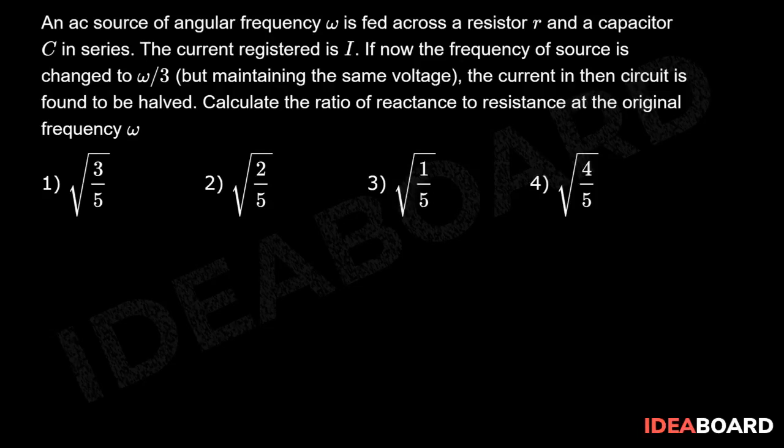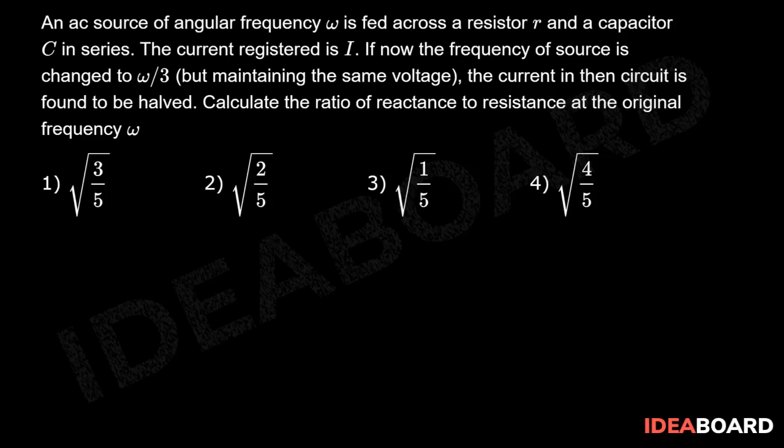An AC source of angular frequency omega is fed across a resistor R and a capacitor C in series. The current registered is I. If now the frequency of the source is changed to omega by 3 but maintaining the same voltage, the current in this circuit is found to be halved. Calculate the ratio of the reactance to resistance at the original frequency omega.